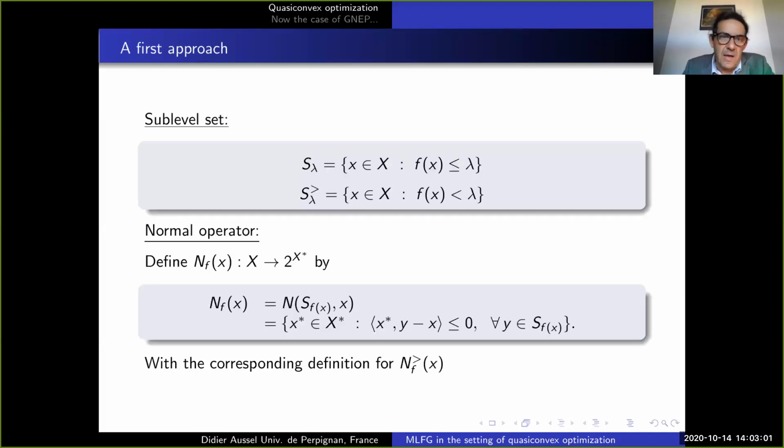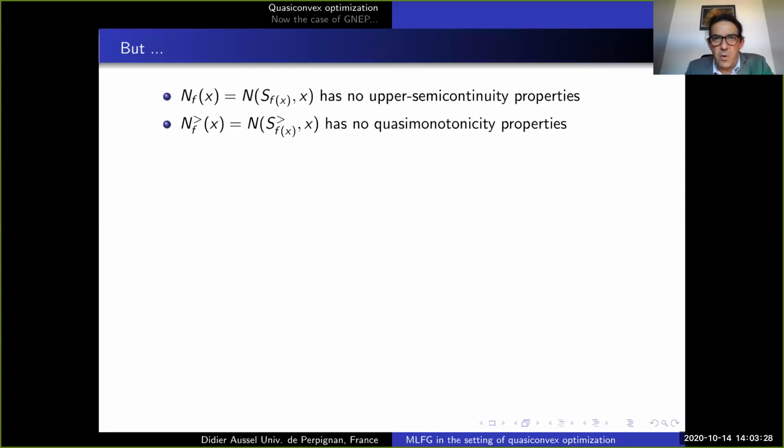It was initiated by Jean-Pierre Crouzet from Clermont-Ferrand in France, who decided to have a look at the normal operator, that is the normal cone to sublevel sets. So you have the large sublevel set and the strict sublevel set, and you can consider the normal cone to the sublevel set at a point for the large or for the strict, right? And he did some work. He defined this new operator, normal cone to sublevel set in a large sense or in a strict sense.